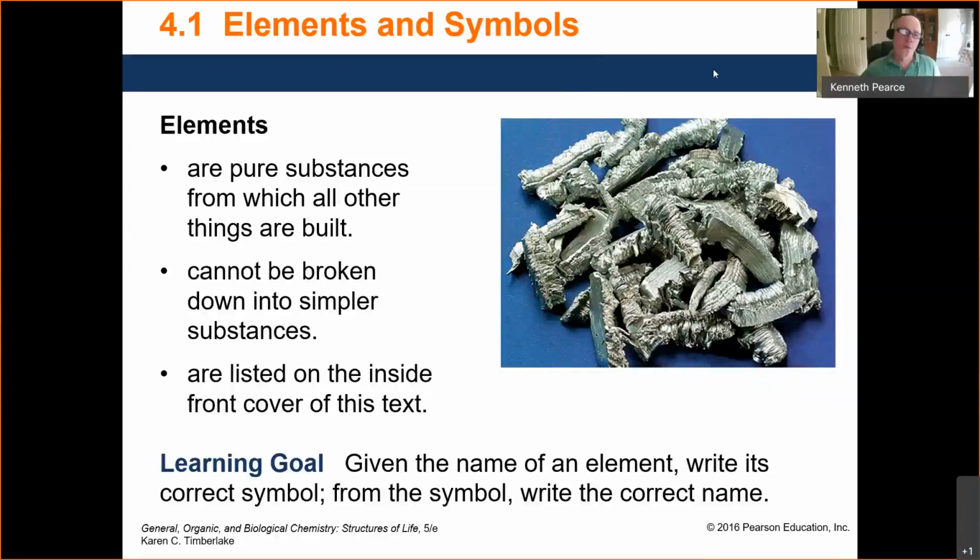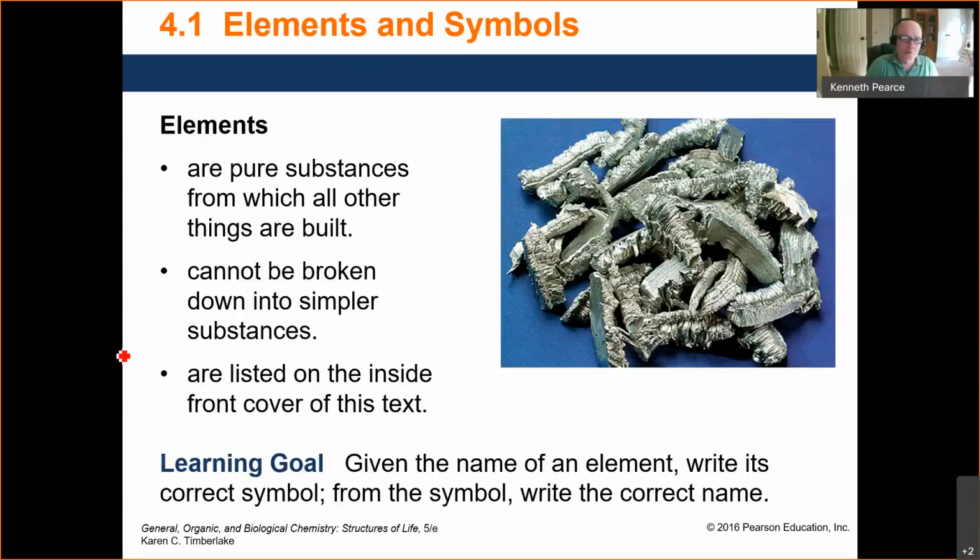Okay, so we're starting on chapter 4, and chapter 4 is all about atoms and elements. Now first off, we have elements. And elements are anything that is on the periodic table. If it's on the periodic table, that's an element. If it's not on the periodic table, it's not an element. Okay? And so they're pure, but they're all of the same kind of atoms, which makes them pure substances.